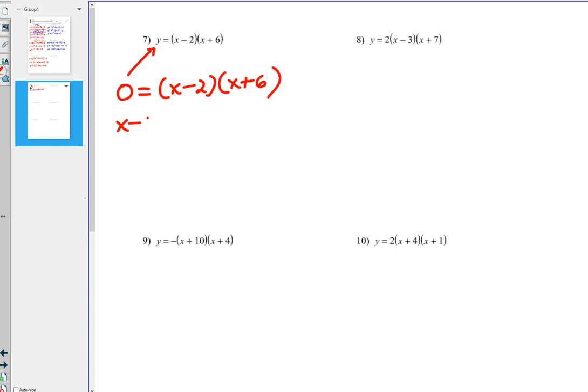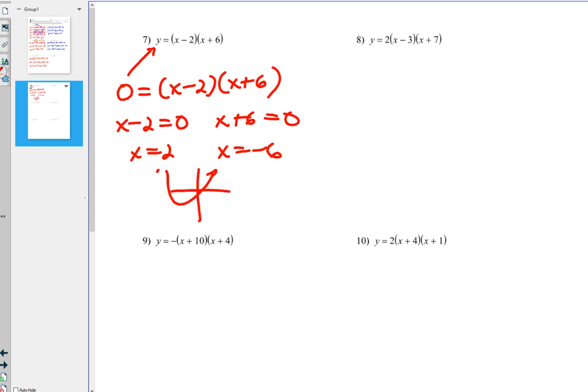If I were to say, oh, x minus, don't write this down. If I were to say x minus 2 and x plus 6 equals 0, this parabola is going to touch the x-axis at 2 and at negative 6. If I were to graph it, it would look something like that. A is positive, it's positive out in front, so it's facing up. But that's not what we're working on today. We're not working on finding x-intercepts.